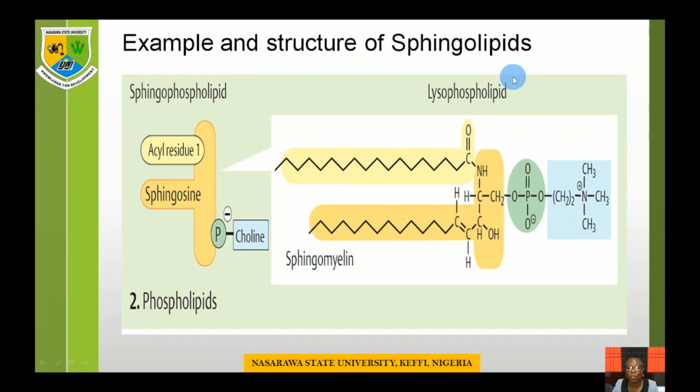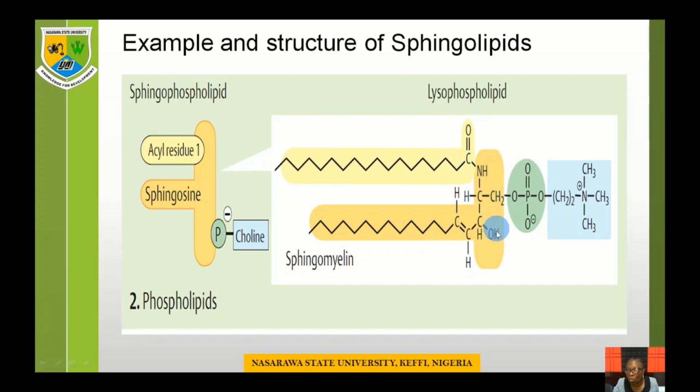So for sphingolipids, we have said that the sphingosine is the alcohol. You can see the sphingosine, that is the alcohol of sphingolipids. Then you have a fatty acid that is esterified. Then you have phosphate and choline. So this is an example of sphingolipids, sphingomyelin. This is the fatty acid residue esterified. This is the sphingosine, which is the alcohol backbone to which this fatty acid is esterified.